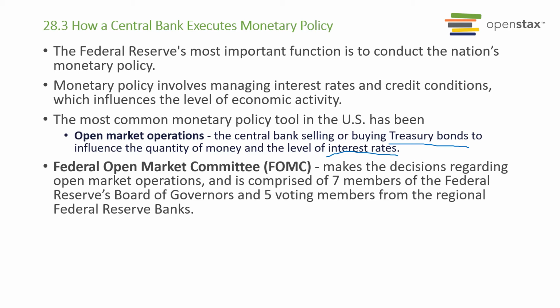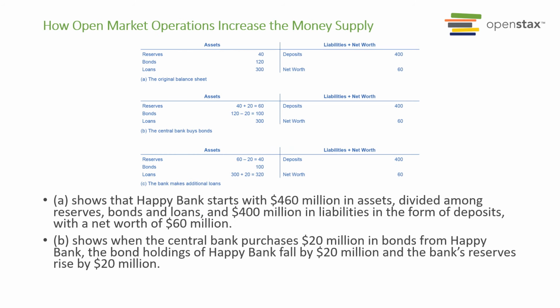Now, the people in charge of this are called the Federal Open Market Committee. The FOMC has 12 members: 7 board of governors and 5 regional presidents. The New York president is always there, because all this open market operation, the buying and selling of bonds, is conducted at the New York branch of the Federal Reserve Bank. All right, so let's see how this works.